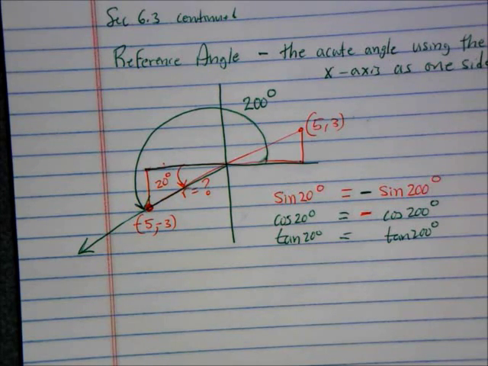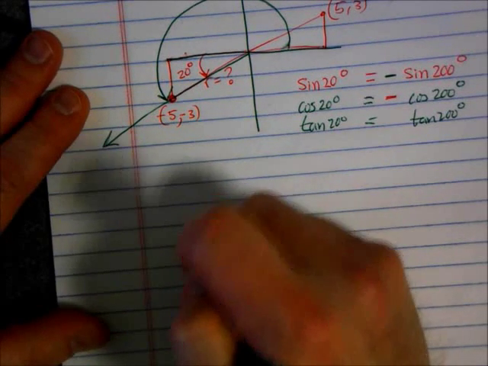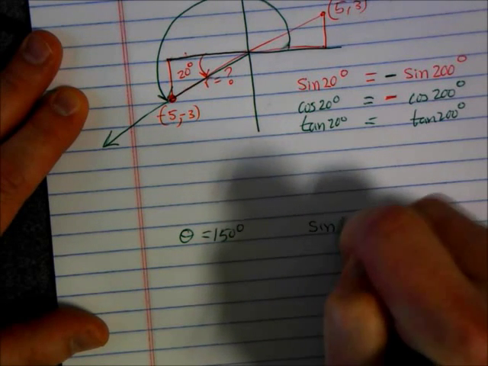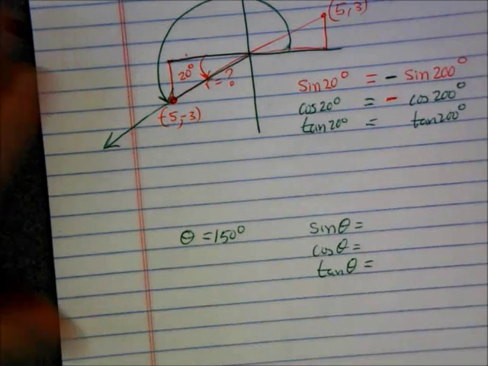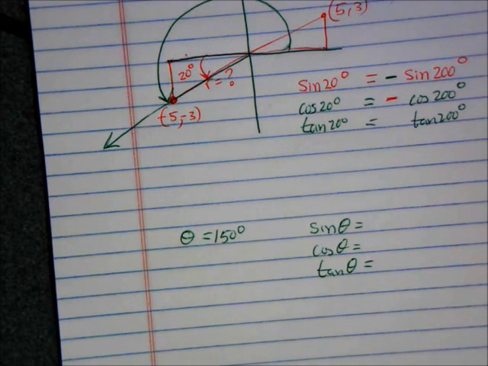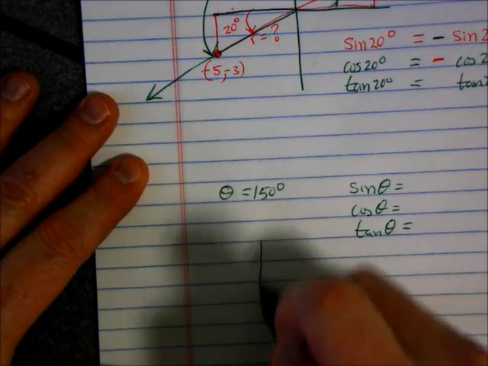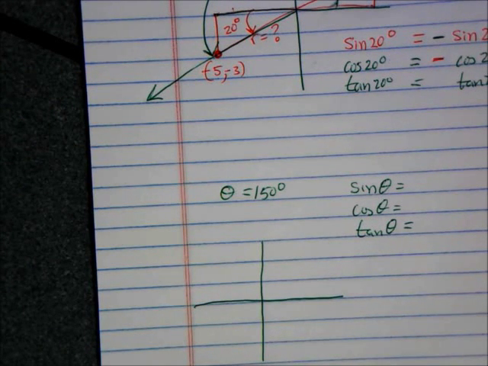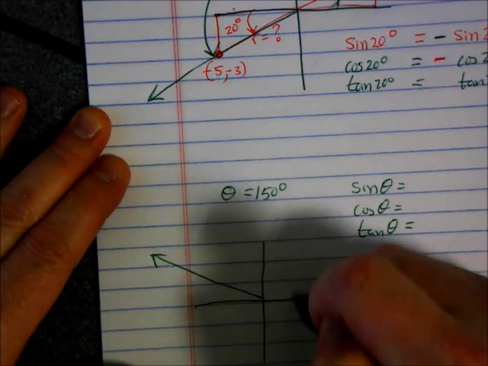All right, so here's a typical question you might be asked. I want you to tell me, theta is 150 degrees. I want you to tell me the sine, cosine, and tangent of 150 degrees. The first thing I would do is I would draw myself a picture. Where's 150 degrees? It's in the second quadrant because it's a little bit less than 180 degrees. So here's 150 degrees.